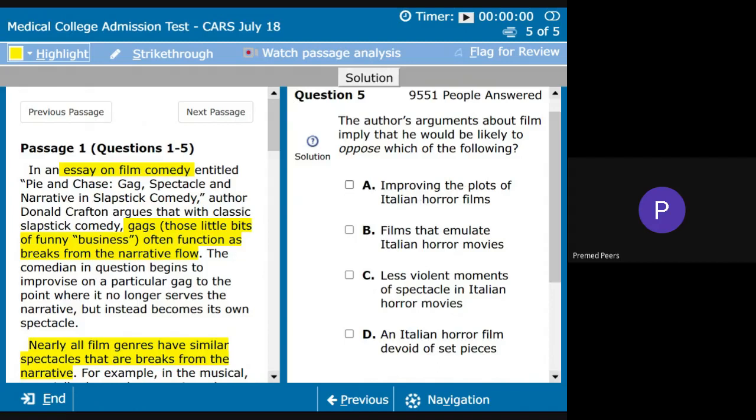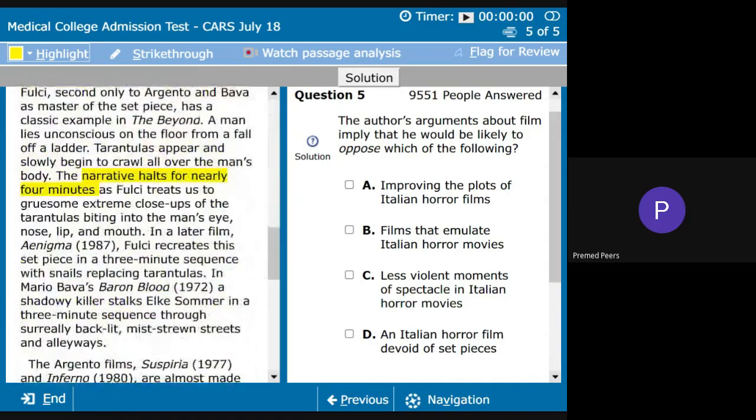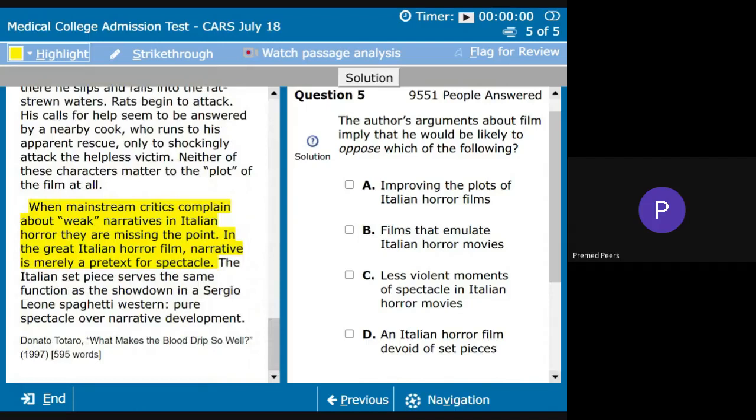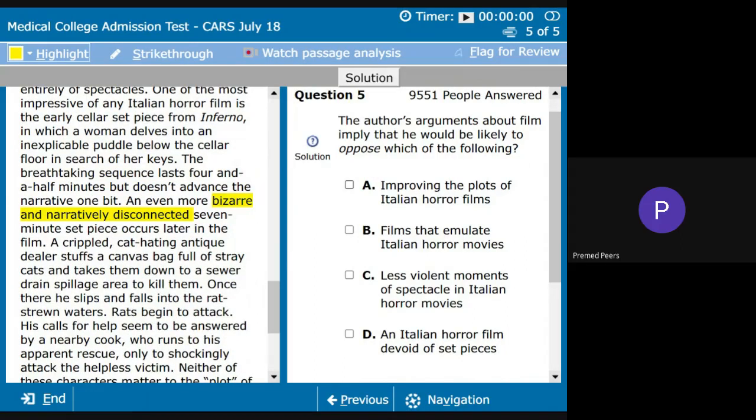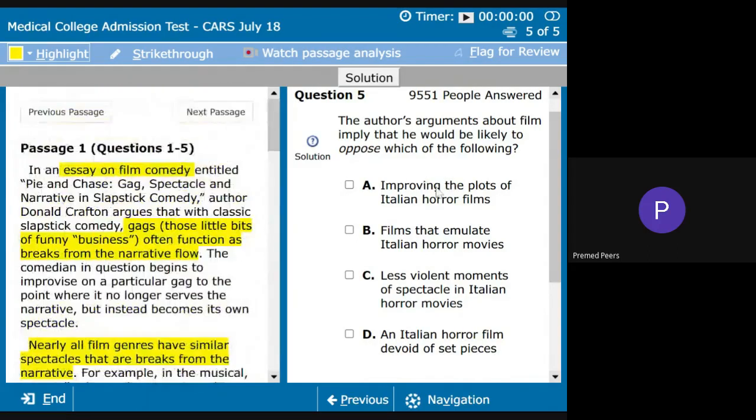Going through in order, starting with A. Would the author oppose improving the plots of Italian horror film? That's how I pose the question to myself: would the author oppose XYZ? In this situation, I think it's a no. Yes, the author talks about how spectacle is the focus of Italian horror film, but nowhere do they say that the plots have to be bad. That's kind of taking it to another extreme. In these questions you have to pay attention to whether the choice is actually supported by the author, or whether there's only a hint towards it in the passage and the answer choice goes too far to one end. So you can rule out A, because it's a little bit too extreme.